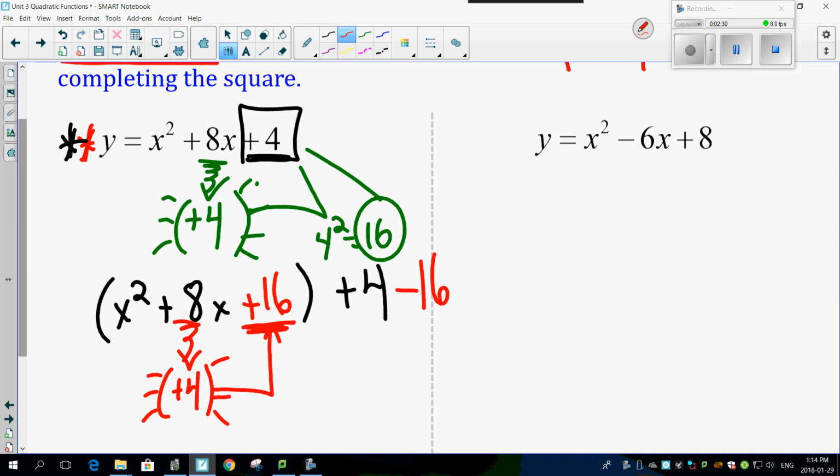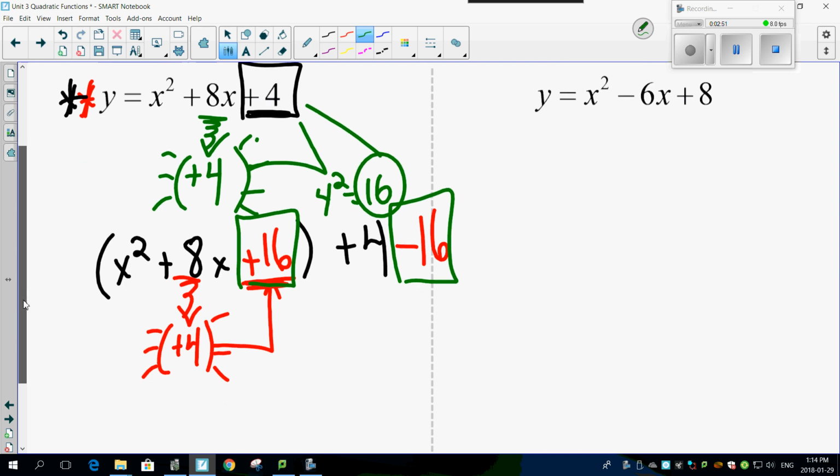Now you're probably saying, well, how can you do that? Is that allowed? Well, certainly it's allowed, because look at this. All I'm doing is adding 16 here, subtracting 16 here, add 16, subtract 16. I'm actually adding nothing. 16 and minus 16 cancel out. I'm just putting it in there temporarily so I can complete the square.